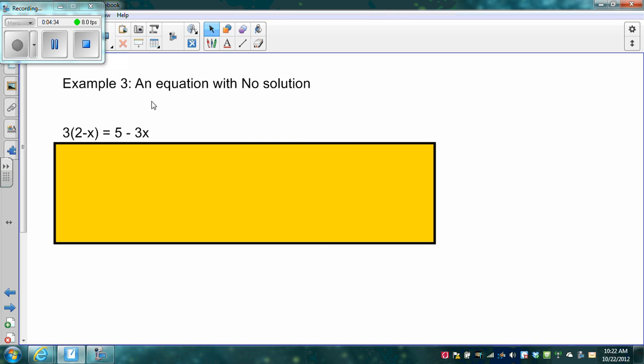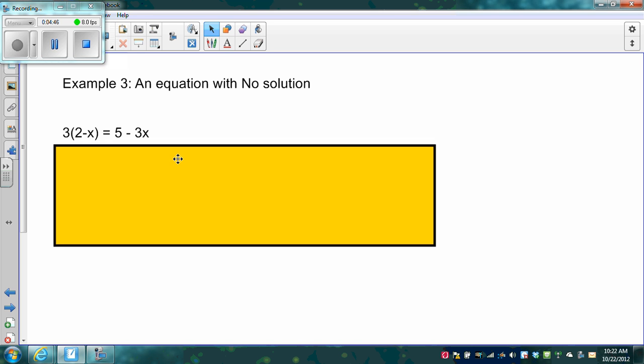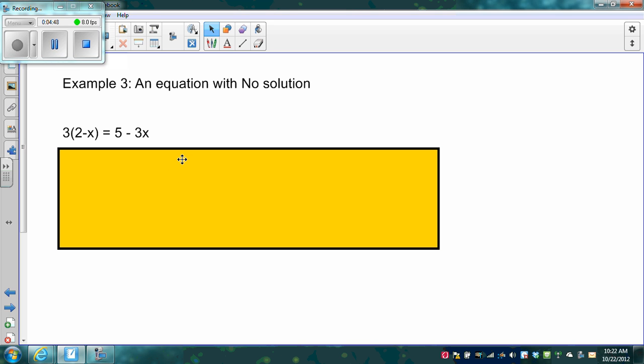And the third example is, what if you have a problem with no solution? So when you have variables on each side, is there ever a case where you can't find the value for x? So in this case, we want to use the distributive property first.